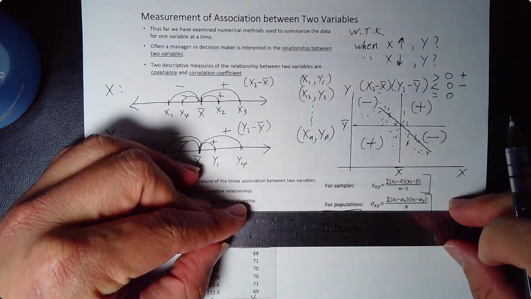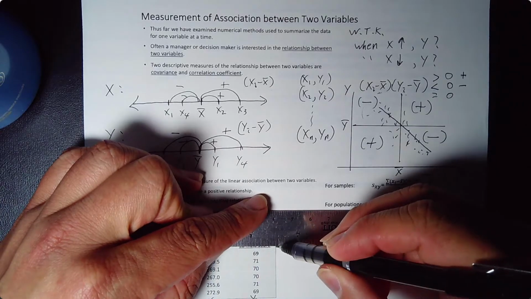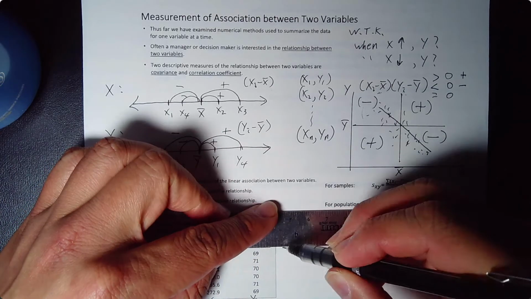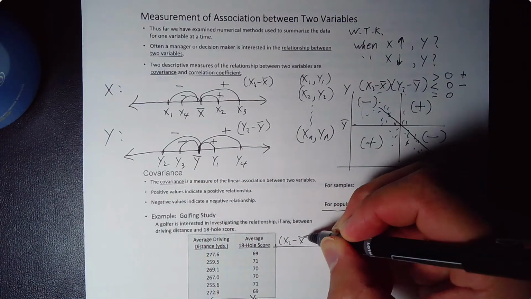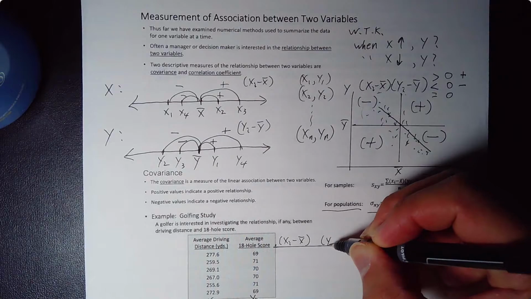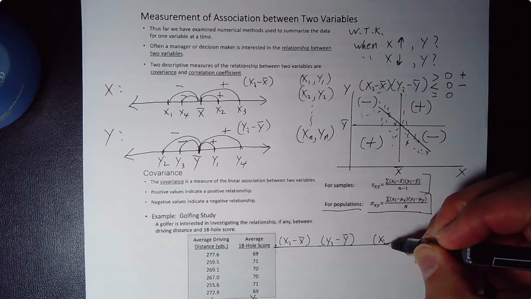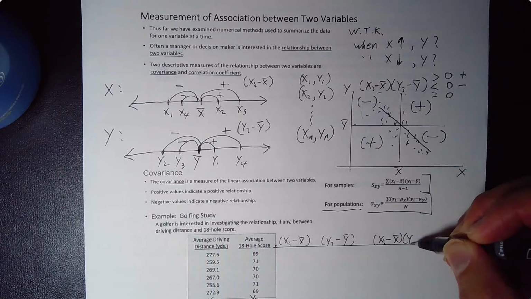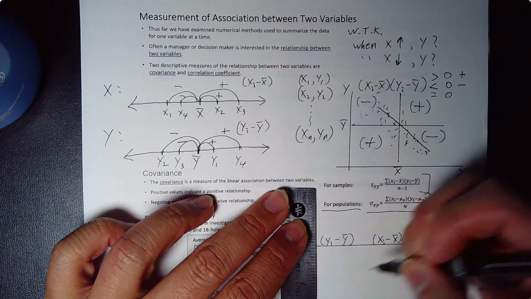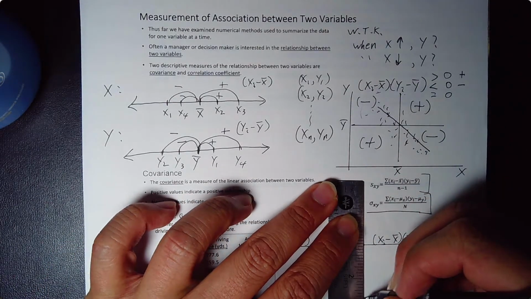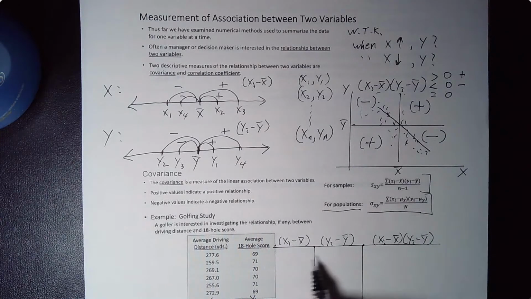So I'm going to create three additional columns here. The first column is going to be xi minus x bar. Second column will be yi minus y bar. Third column will be the product of the two, xi minus x bar times yi minus y bar. All right. And I hope you see now why the column method will help, because it makes organizing the data very convenient.